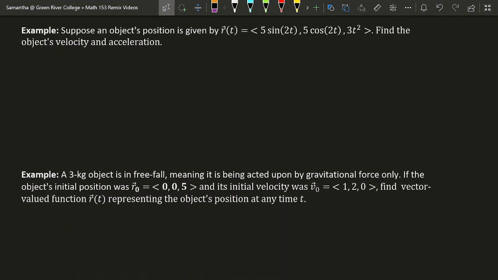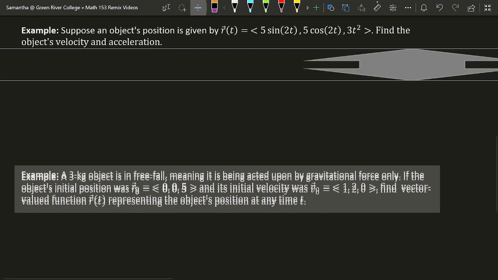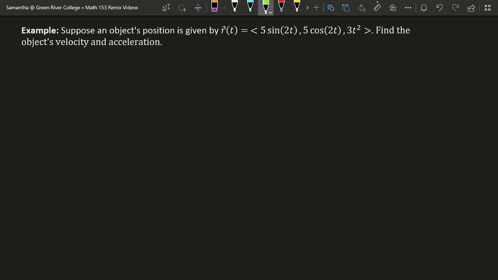Let's do a couple of examples. Suppose that an object's position is given by r of t equals 5 sine 2t, 5 cosine 2t, and 3t squared. Let's find the object's velocity and then find the object's acceleration.